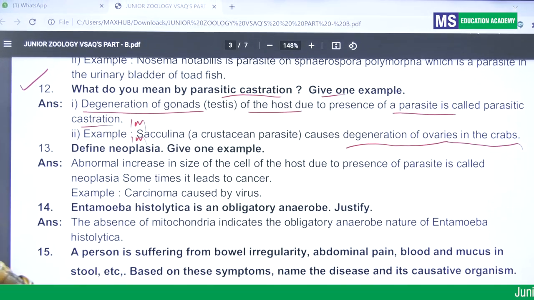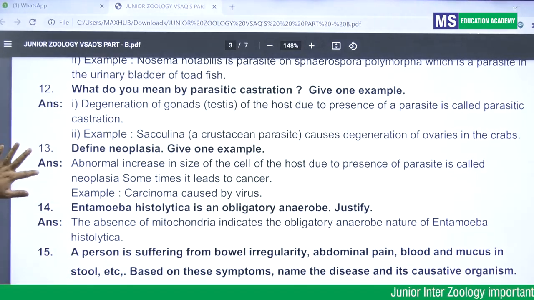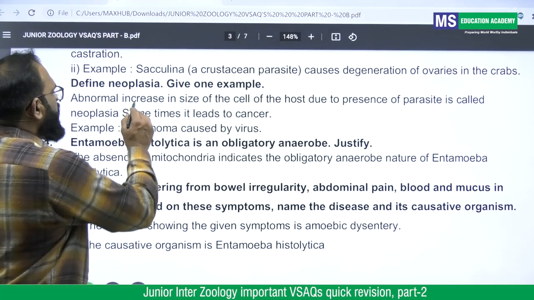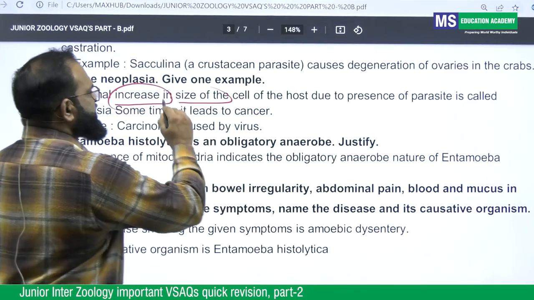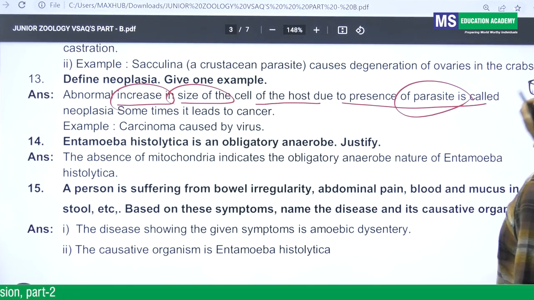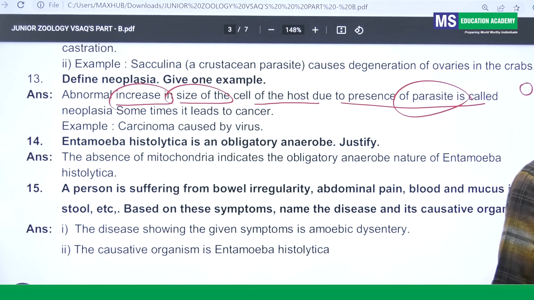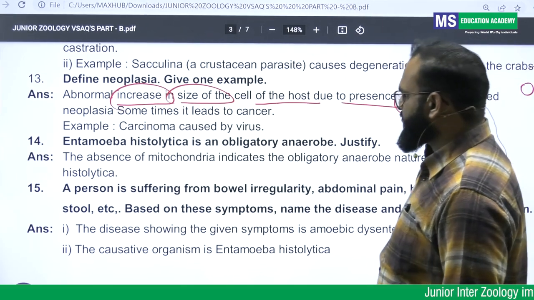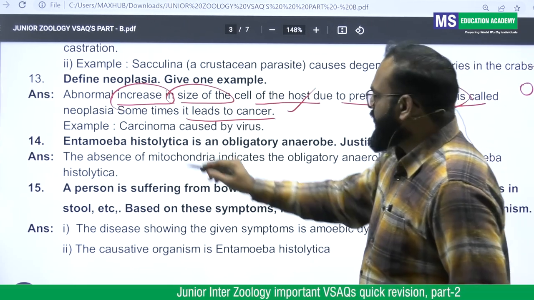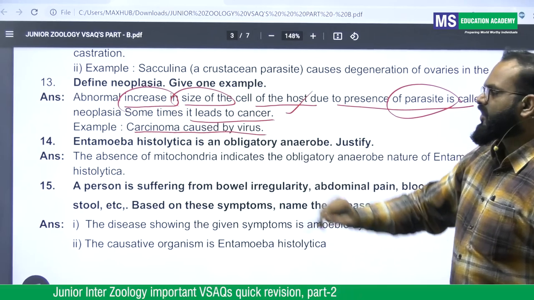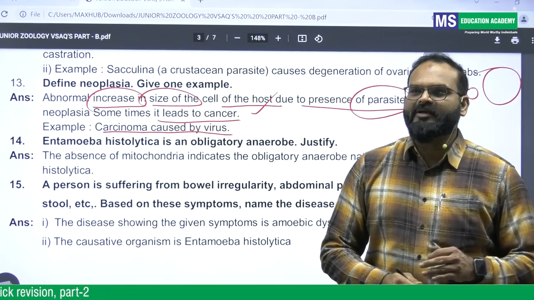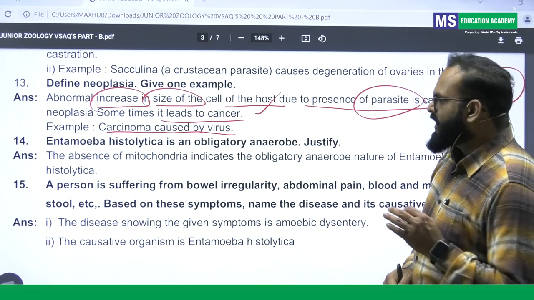Next question, students. Define neoplasia, give an example. Neoplasia means abnormal increase in the size of cells of the host due to the presence of a parasite. Normal cell is like this, abnormal increase in the size of the cell. Sometimes it leads to cancer. Example, carcinoma caused by virus. Carcinoma is a type of cancer caused by virus.